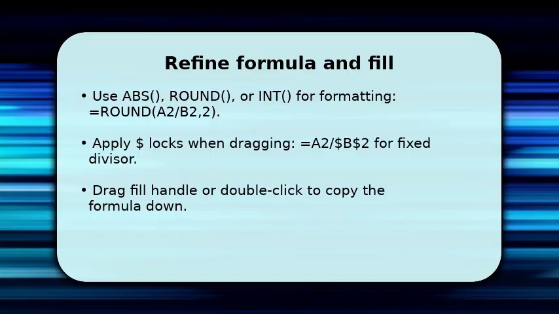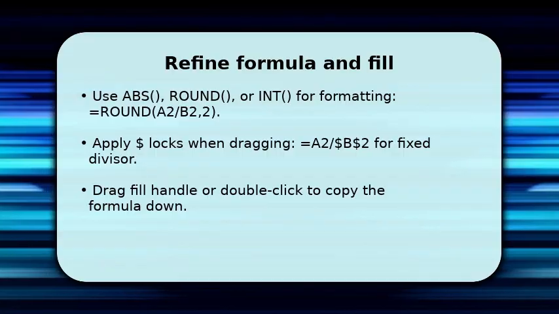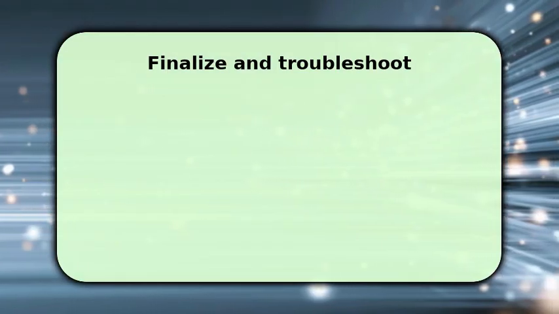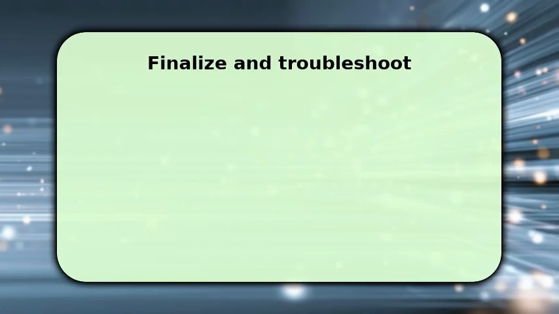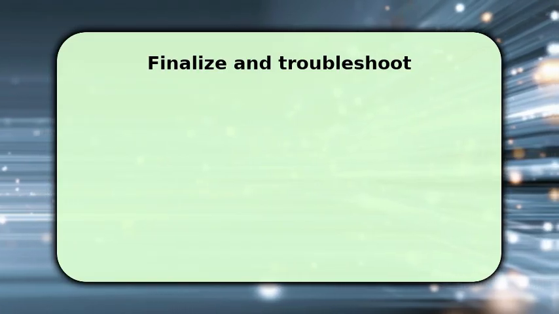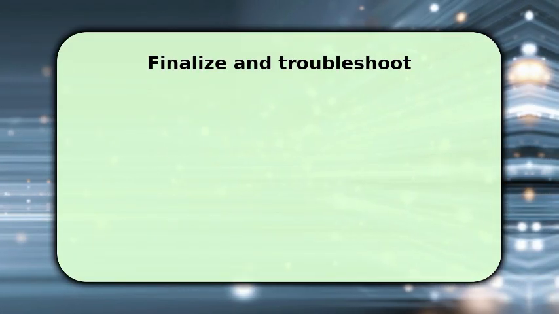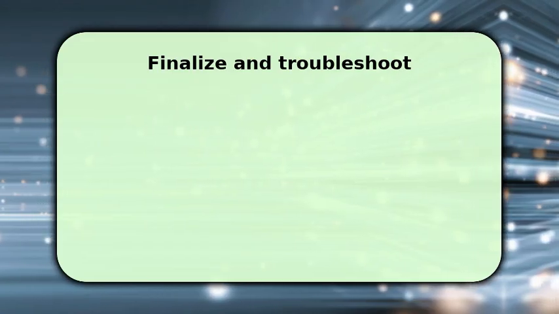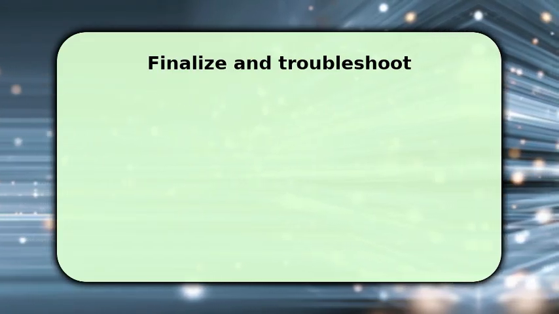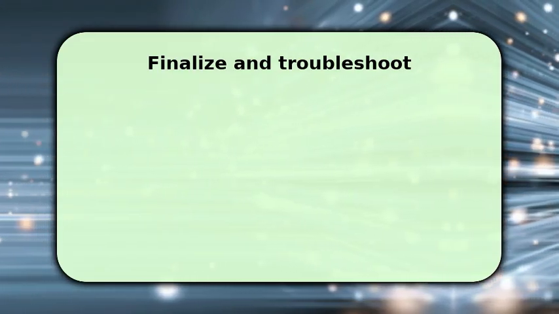Finish by making your sheet robust and readable. Wrap the division with IF or IFERROR to prevent divide by zero errors. For example, =IF(B2=0, "", A2/B2), or =IFERROR(A2/B2, "error"). This keeps the sheet clean. Format the quotient cells for decimal places or percent and align them for clarity.